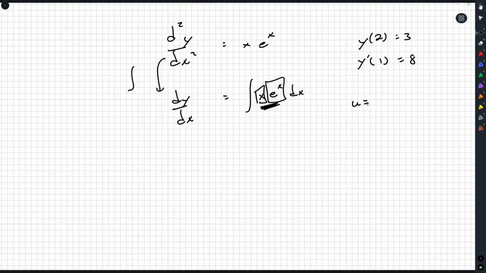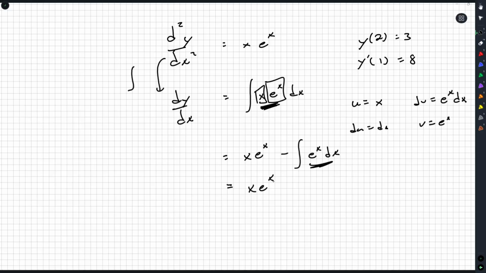So here's what we're going to do. We're going to let our u be x, and our dv be e to the x dx. And so then our du is dx, and our v would just be e to the x. Then we get uv minus the integral of v du. Well, I know how to integrate e to the x. So we get x e to the x minus e to the x plus c.